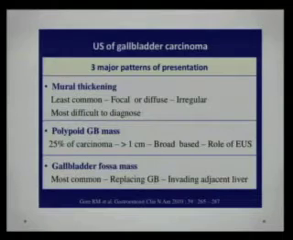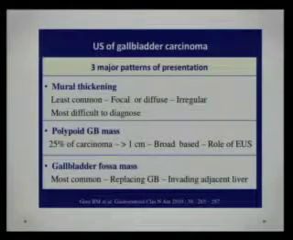Okay, coming lastly to gallbladder carcinoma, there are three forms or major patterns of representation of gallbladder carcinoma. One is a mural thickening, one is a polypoidal gallbladder mass, and one is a gallbladder fossa mass, and we'll see the difference between the two in a minute. So mural thickening, it's the least common form, thank God, because it will confuse us a lot. Then there's focal or diffuse form, which could be irregular, and it's really difficult to diagnose whether there's mild irregularity or there's a mural thickening.